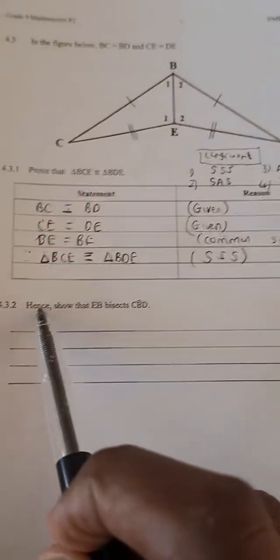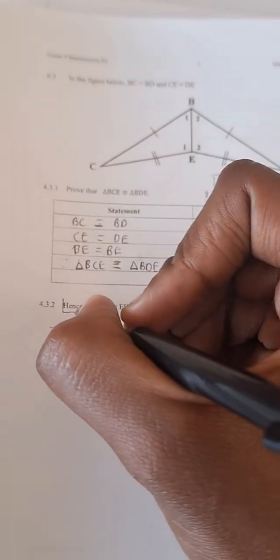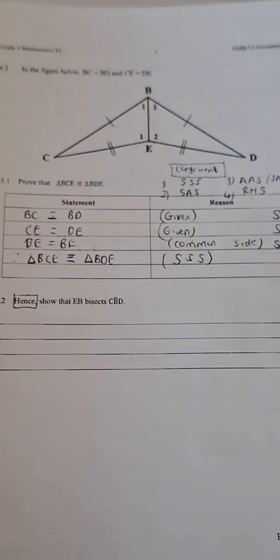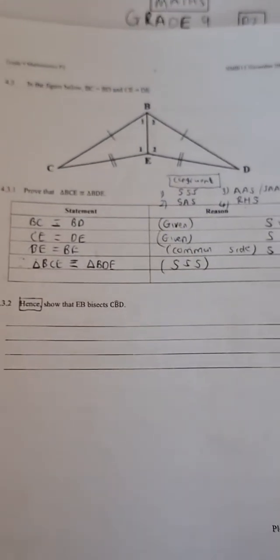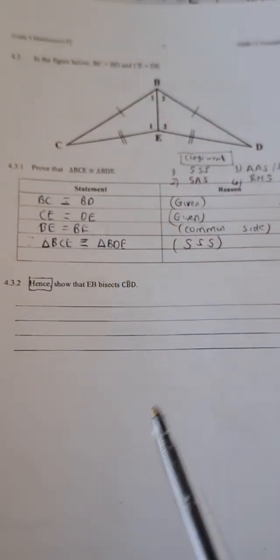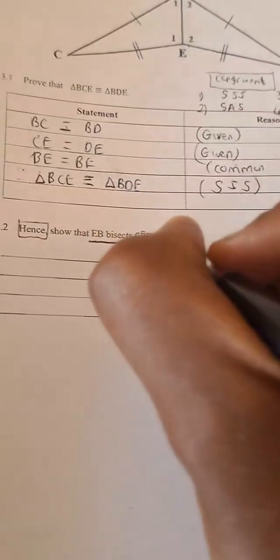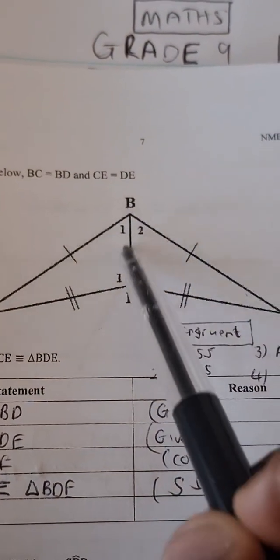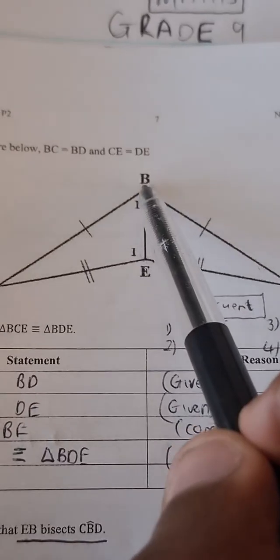Next question. Hence, there's that word again. Hence, right? One of our live viewers was so kind enough to share with us what the word hence means. Now we understand that it means we need to use something of what we did above to then answer the question here. What is the question saying? It's saying show that EB. Now let's go. Where is EB in the diagram? EB is here. And what are they asking us to show? They are saying show that EB, you can see where EB is, bisects.